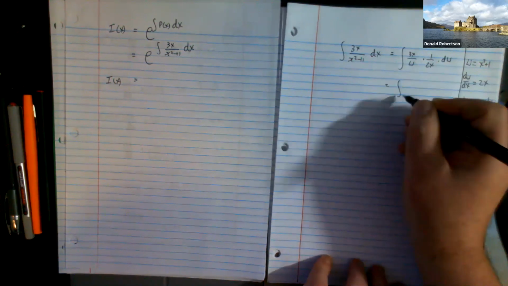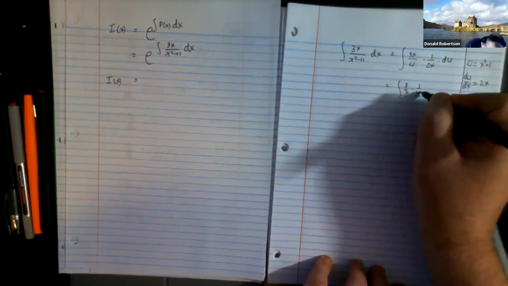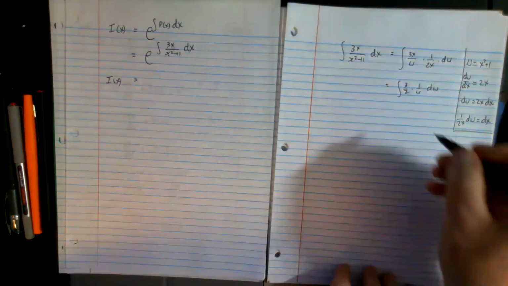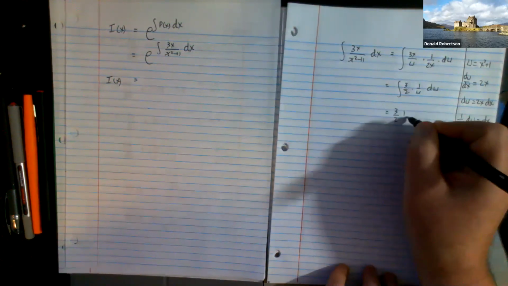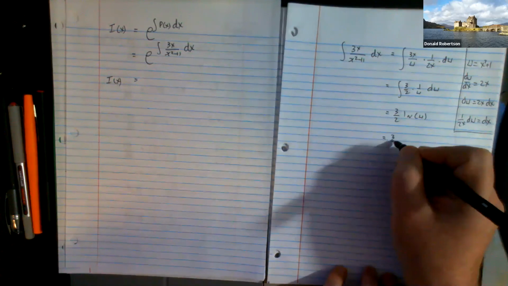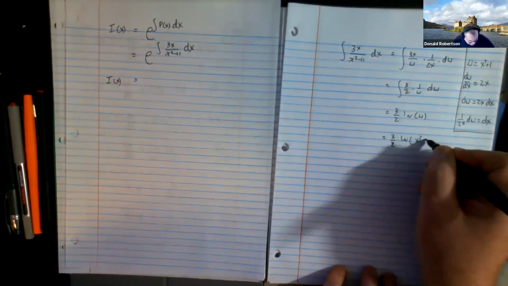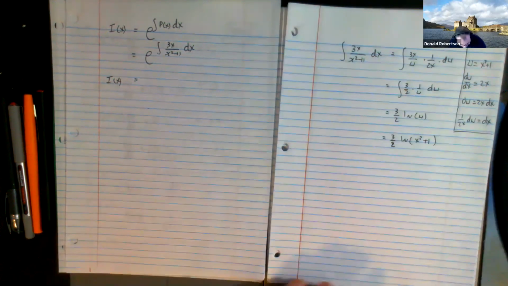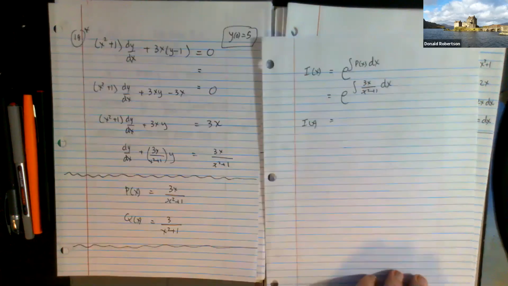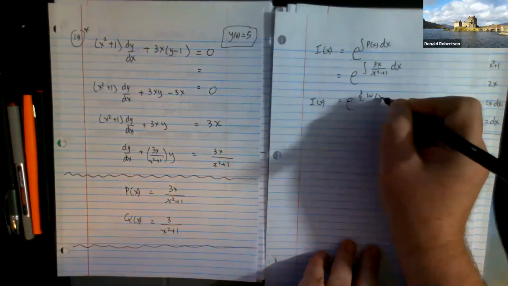That gets us, the x's cancel, 3 over 2, that guy, which gets us 3 over 2 log u, which gets us 3 over 2 the natural log of x squared plus 1. So we have now got this integral. So it's e to the 3 over 2 the natural log of x squared plus 1.